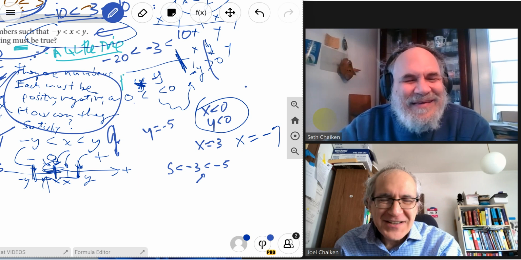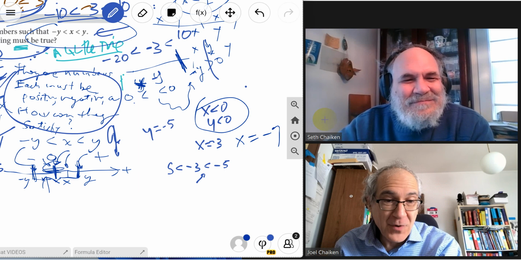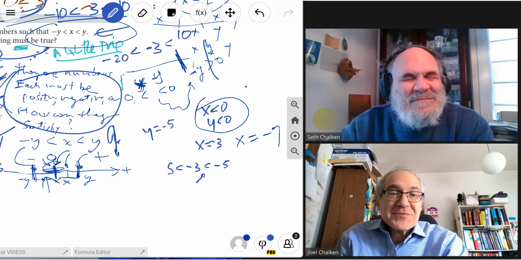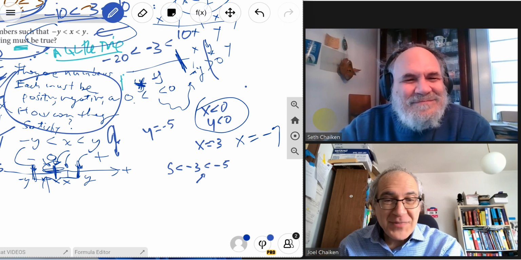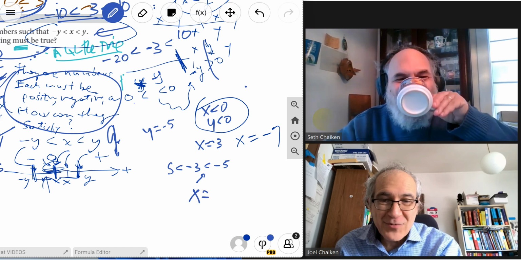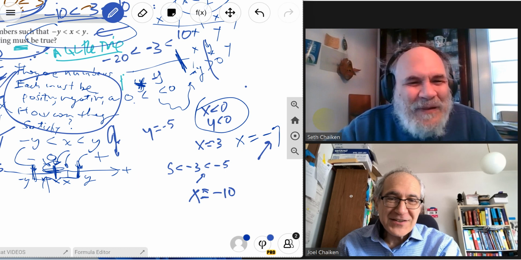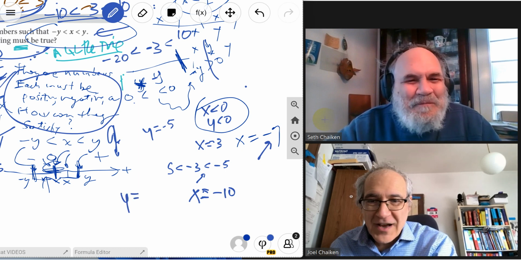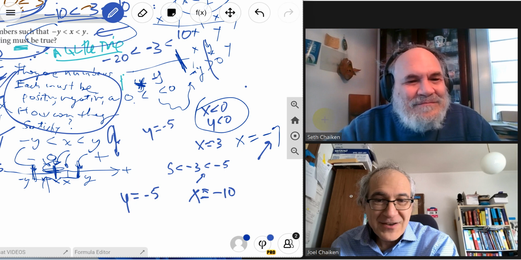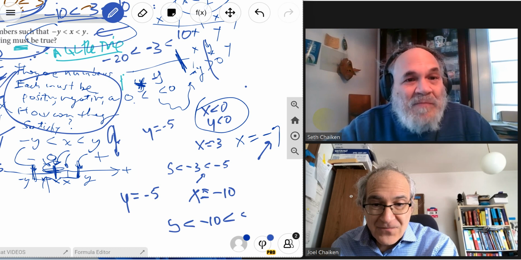Now I have to check the case of here the absolute value of x was smaller than the absolute value of y. Now I have to check the case of the absolute value of x being greater than y. Now, just to be spiteful to my brother, I'm going to check -10 because he said -7. So I'm being a little spiteful. So now I'm going to do y is equal to -5. Now we have the absolute value of x being greater than the absolute value of y. Now we have to check this. -5 less than -10 less than 5.